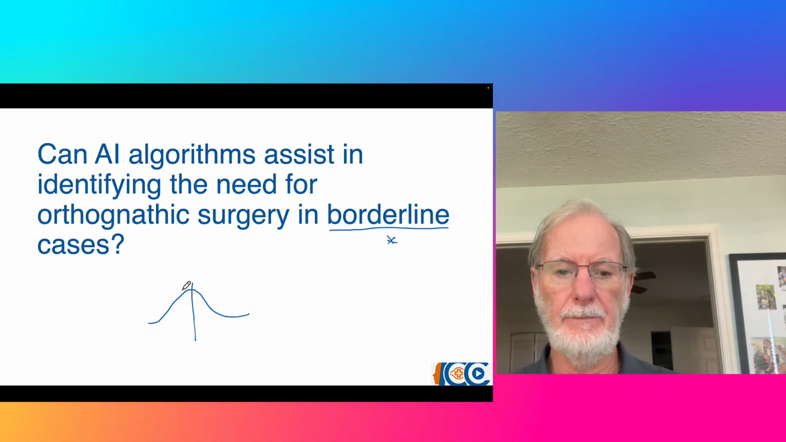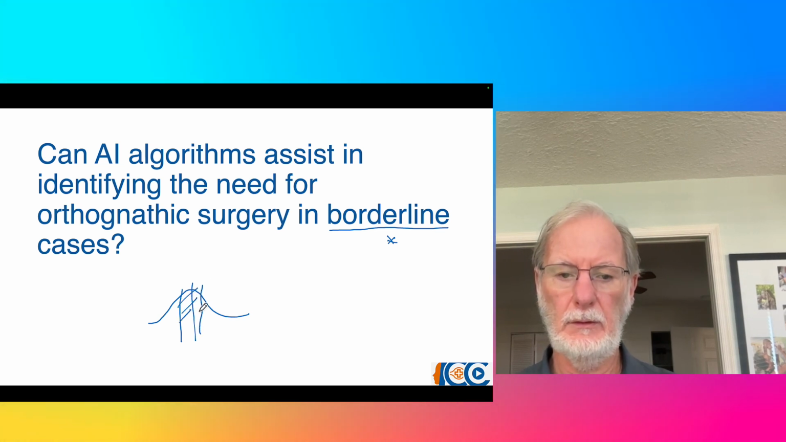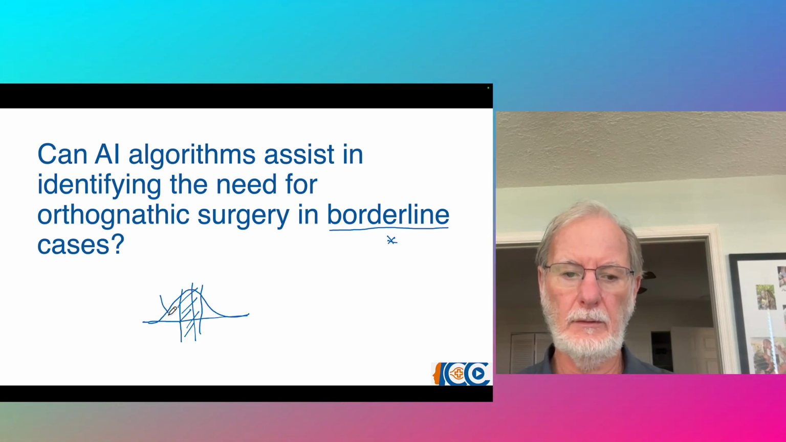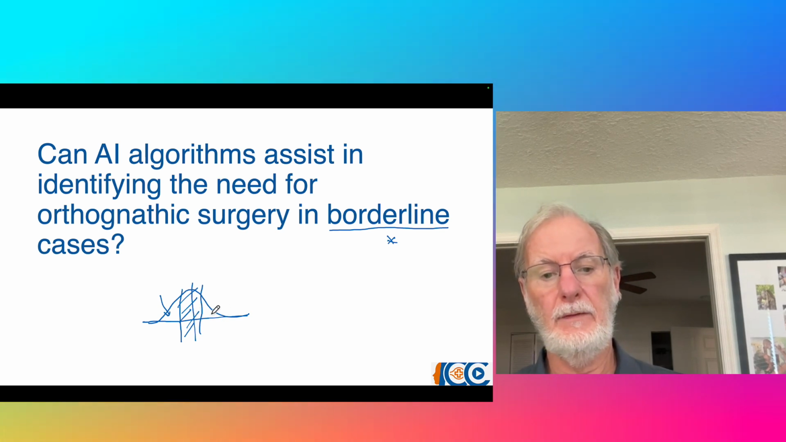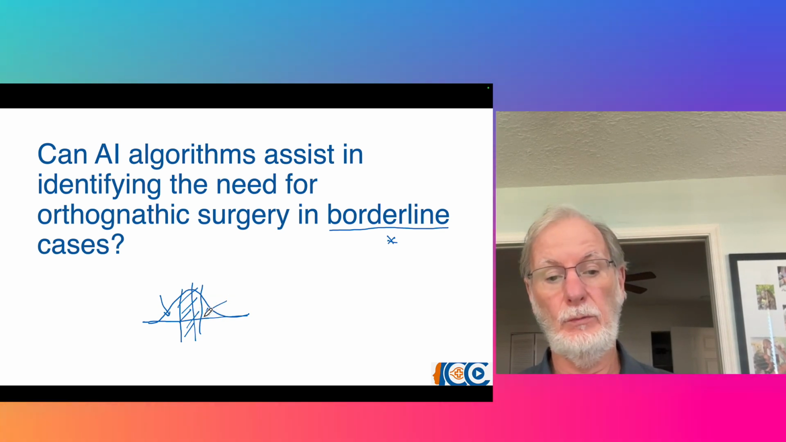So you would have, on both sides, the absolute surgical treatments that you need to be done. This would be the borderline orthodontic treatment. And then there are treatments that you can definitely not do even with orthodontics.